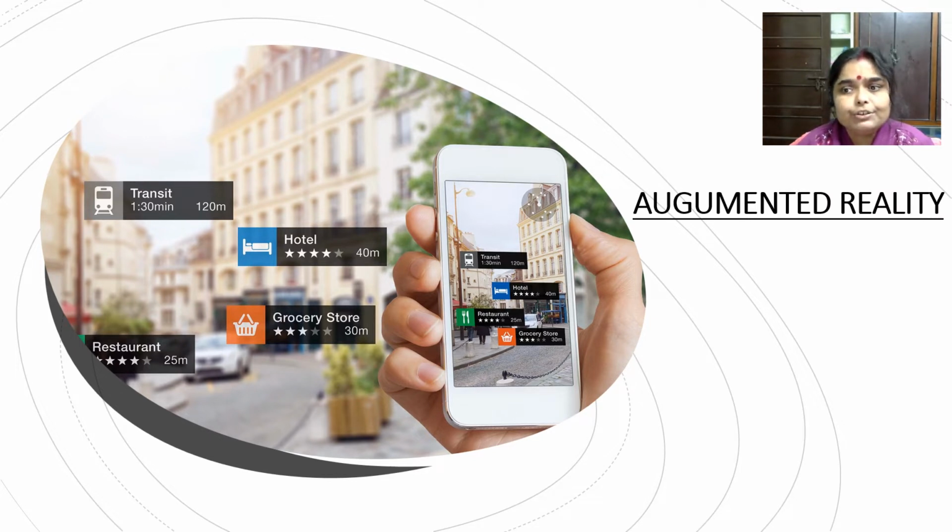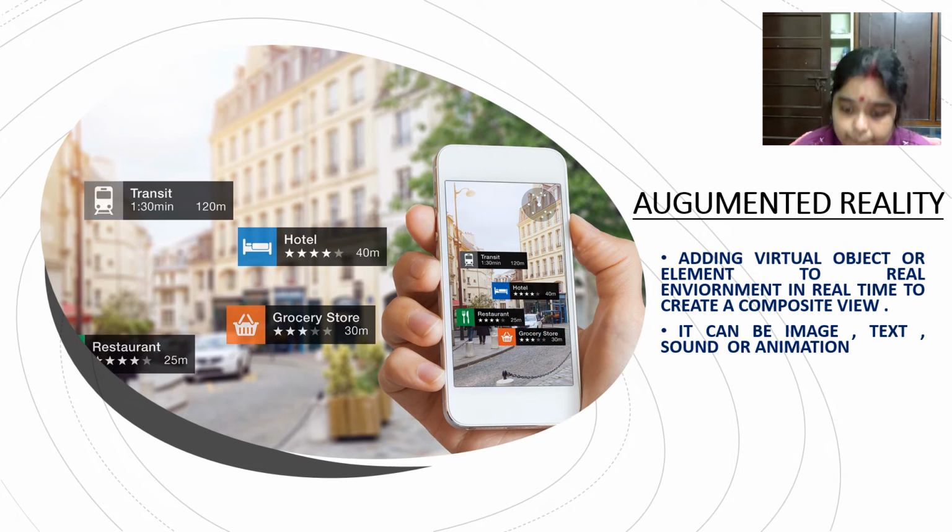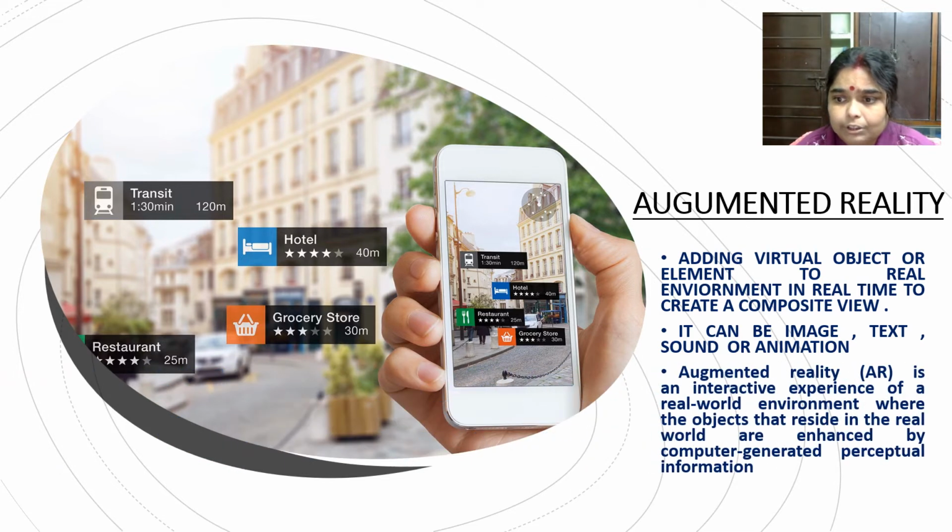Now in augmented reality, we add a virtual object or element to a real environment in real time to create an overall composite view. Now, it can be an image, it can be text, it can be some kind of sound, or it can be animation. So we can say overall that augmented reality is an interactive experience of a real world environment where the real objects are enhanced by adding some kind of computer generated information to it.